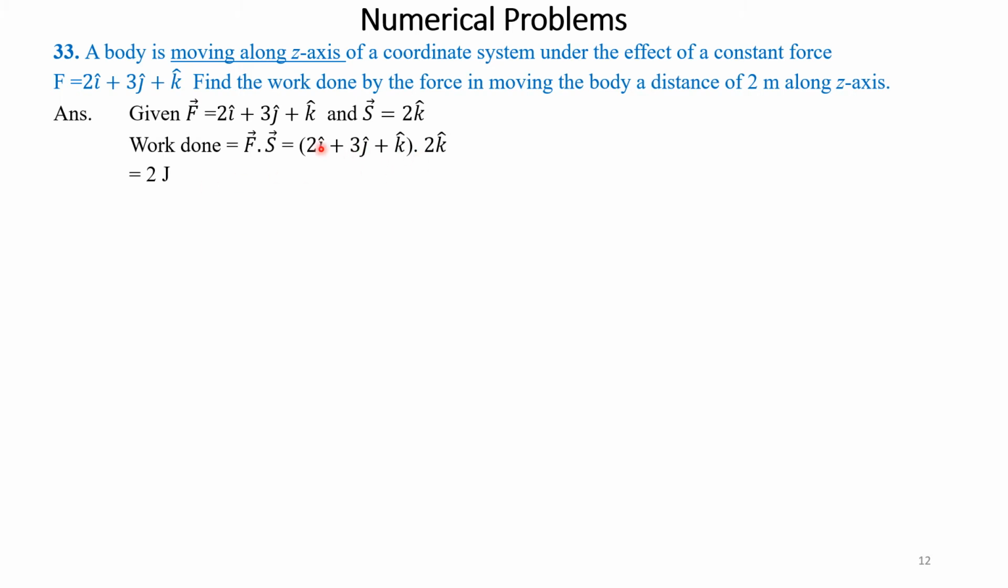That is, 2i into i is 0 here in this vector, i is 0, j is 0. Therefore, it becomes k into k. Therefore, that becomes 2 joules. The remaining factors with i and j become 0.